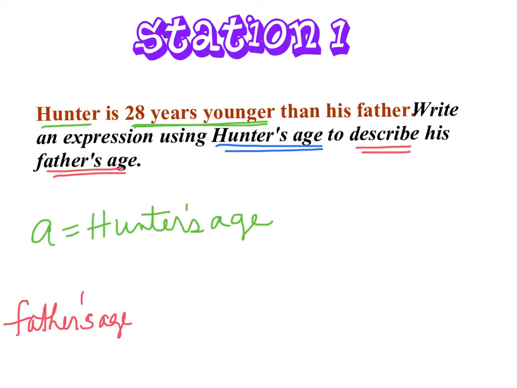Well, we know that A is Hunter's age. But Hunter's 28 years younger, so that means his father is 28 years older. So that's why we have to add 28. Because again, this right here, A represents Hunter's age. That's Hunter.